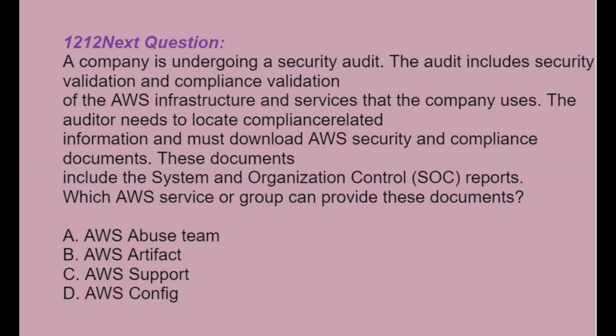Question is, a company is undergoing a security audit. The audit includes security validation and compliance validation of the AWS infrastructure and services that the company uses. The auditor needs to locate compliance related information and must download AWS security and compliance documents. These documents include the System and Organization Control SOC reports. Which AWS service or group can provide these documents? Option A, AWS Abuse Team. Option B, AWS Artifact. Option C, AWS Support. Option D, AWS Config.